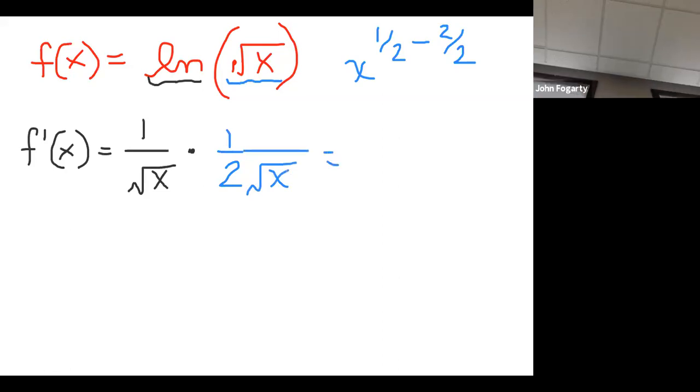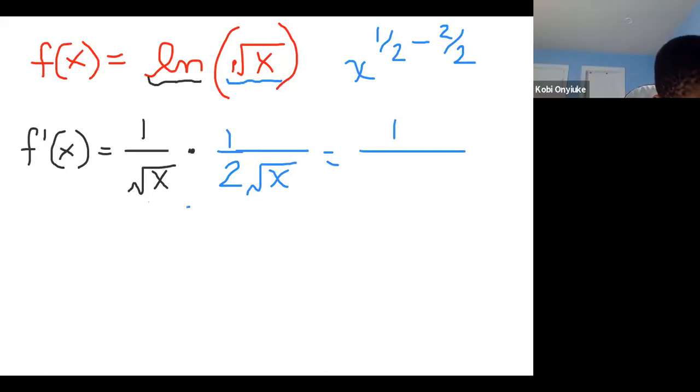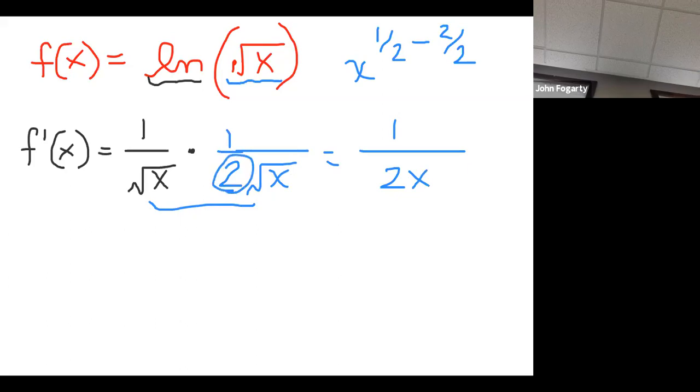Now you're just doing algebra. What's 1 times 1? 1. What's this times this? Just x. Well, you have a 2 there, right? So 2 times 1 is 2. Radical x times radical x is x. Makes sense, right? Not too bad, right?